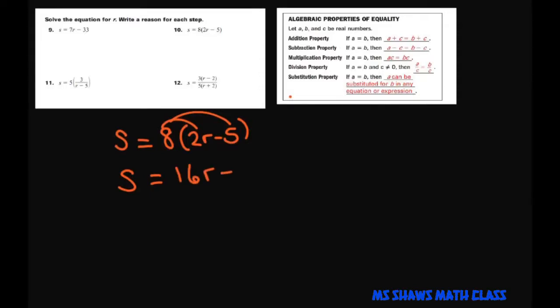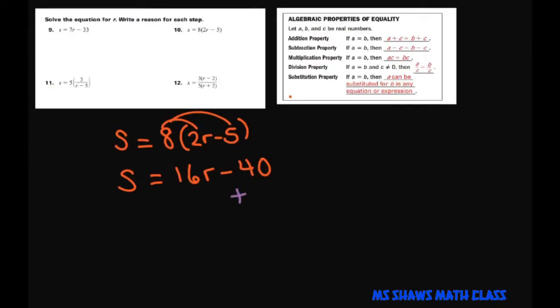So first thing I'm going to do is distribute. That's not on here, but that's the distributive property, which means I can multiply. Let me write this out, 2R minus 5, because it's small. So I'm going to distribute. So you have S equals 16R minus 40. So now we're back to where we were before.